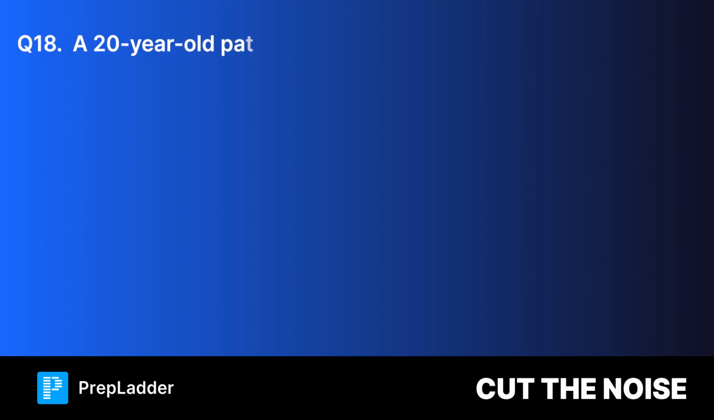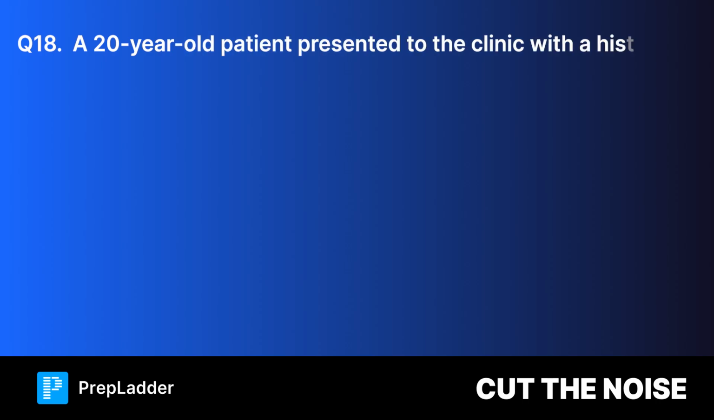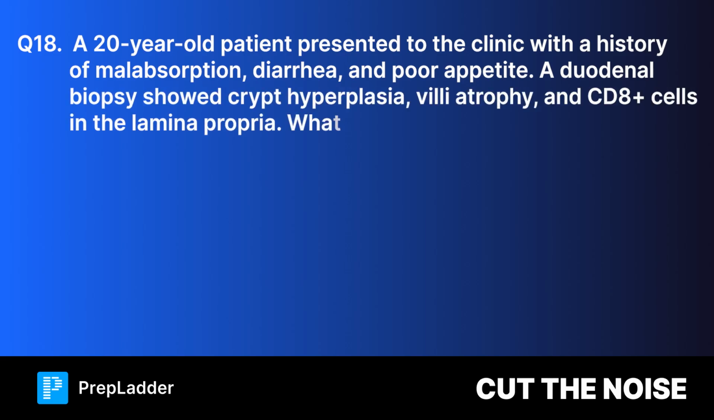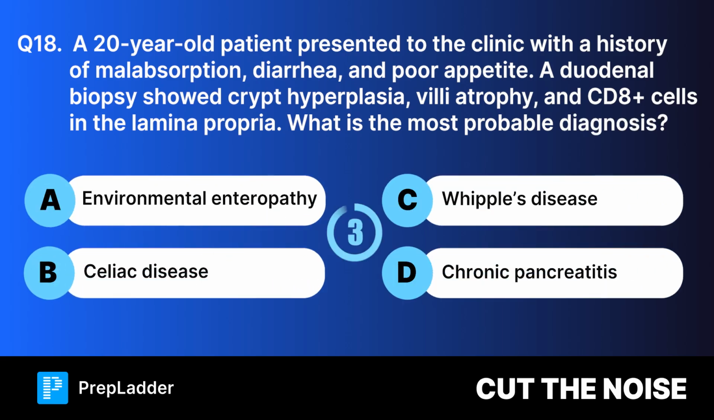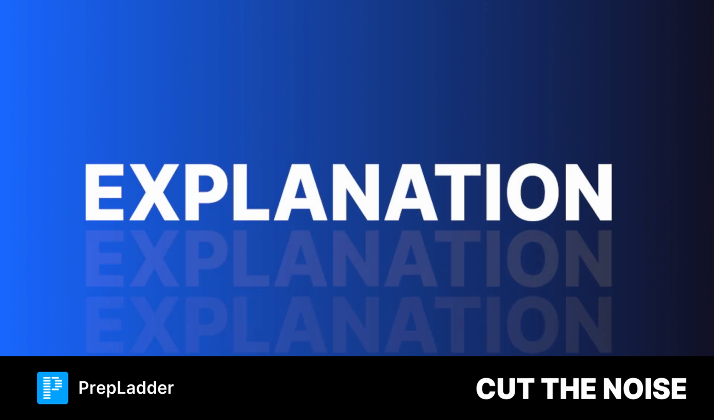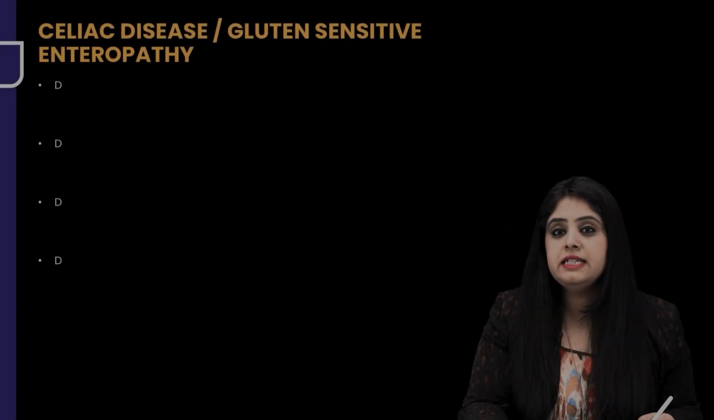Question number 18. A 20-year-old patient presented to the clinic with a history of malabsorption, diarrhea, and poor appetite. A duodenal biopsy showed crypt hyperplasia, villi atrophy, and CD8+ cells in the lamina propria. What is the most probable diagnosis? Your options are, and the correct answer is celiac disease. Here's the explanation. What is DDDD?